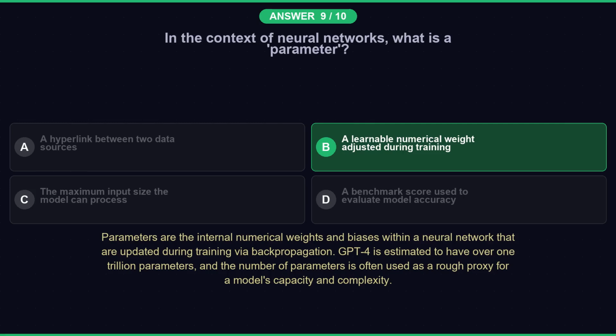The correct answer is B. A learnable numerical weight adjusted during training. Parameters are the internal numerical weights and biases within a neural network that are updated during training via backpropagation. GPT-4 is estimated to have over 1 trillion parameters, and the number of parameters is often used as a rough proxy for a model's capacity and complexity.